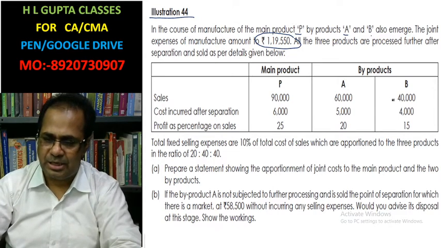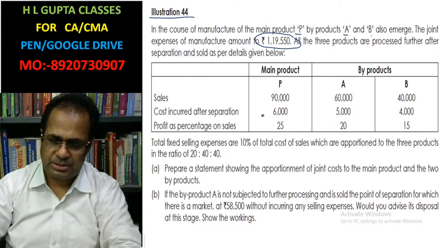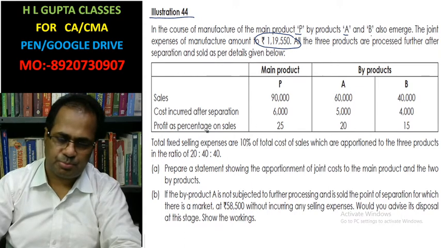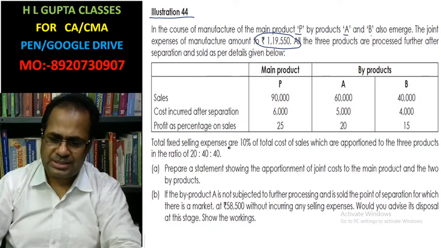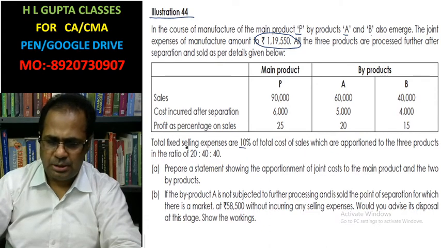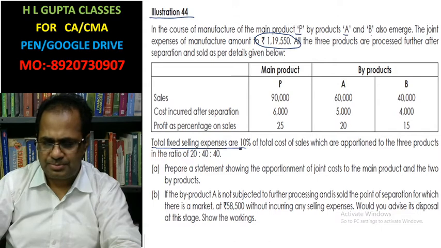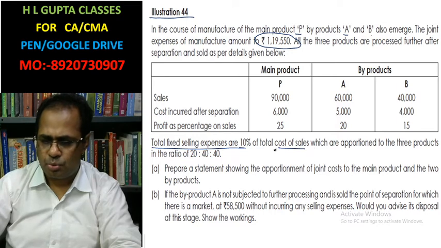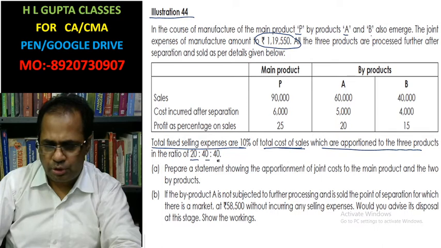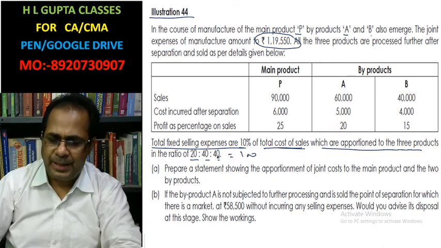Product B, these are the costs incurred after separation. Profit as a percentage of sales is given. Total fixed expenses are 10% of the total cost of sales. This is the total fixed selling expenses, 10% of the total cost of sales, which are apportioned in the three products in the ratio 20 is to 40 is to 40, that is 20% in P, 40% in A, 40% in B.